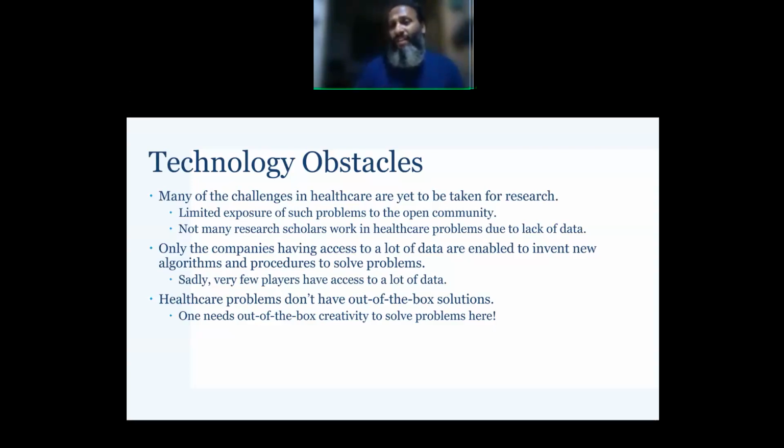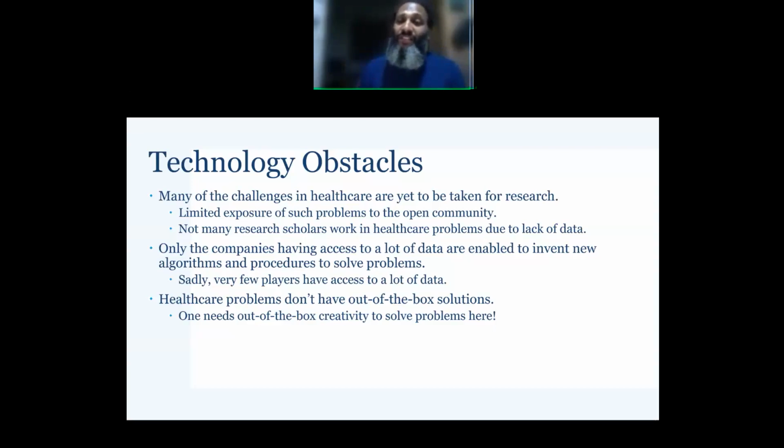So although we have the technology caliber amongst our population, since they are not exposed to real healthcare problems, new technology is not being built. And sadly, new technology can be only built by companies and academic institutions who have access to data. That is all. So it is kind of a very restricted setting, right? It's not really a fair setting, I would say, because the data is not open to the public.